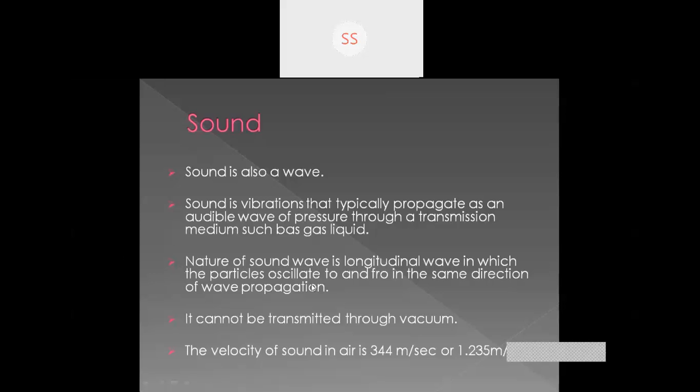The nature of sound wave is longitudinal wave in which the particles oscillate to and fro in the same direction of wave propagation. So longitudinal, we already know the definition of longitudinal wave. In this kind of wave, the particles of the medium vibrate along the direction of wave in to and fro motion, right? Similarly, in case of sound wave, the particles of the medium will vibrate to and fro. So what is the nature of sound wave? It is longitudinal wave. It cannot be transmitted through vacuum. So for the transmission of sound wave, it needs air, gas or liquid. Through vacuum, sound wave cannot be transmitted.